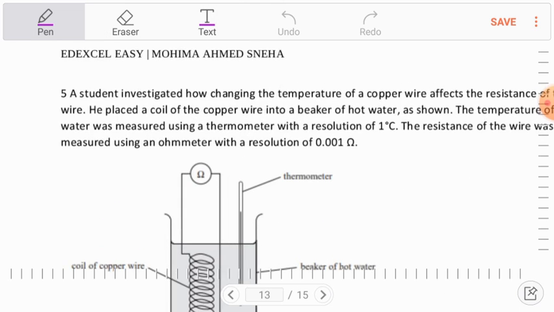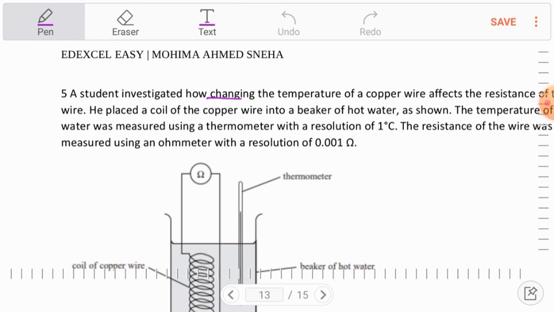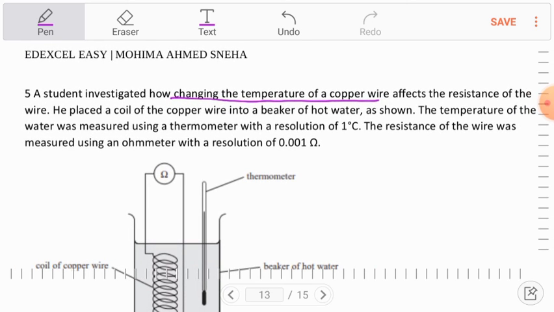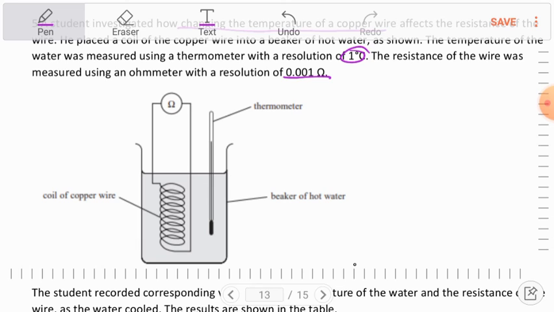So here question number 5 says, a student investigates how changing the temperature of a copper wire affects the resistance of the wire. He placed a coil of the copper wire into a beaker of hot water as shown. The temperature of the water was measured using a thermometer with a resolution of 1 degree. The resistance of the wire was measured using an ohmmeter with a resolution of 0.001 ohms. So here is the diagram. You can see that there is a water bath, and inside the water bath there is a coil of copper wire that is connected to a resistor, and there is a thermometer measuring the temperature of the water.